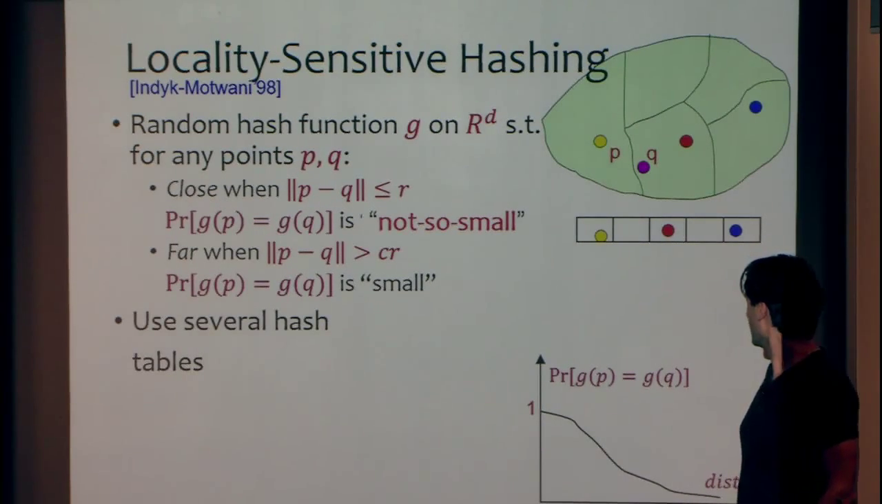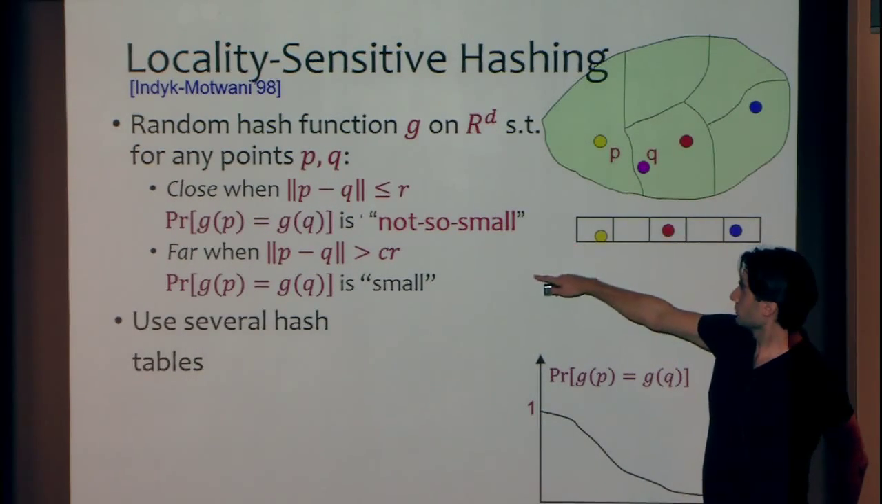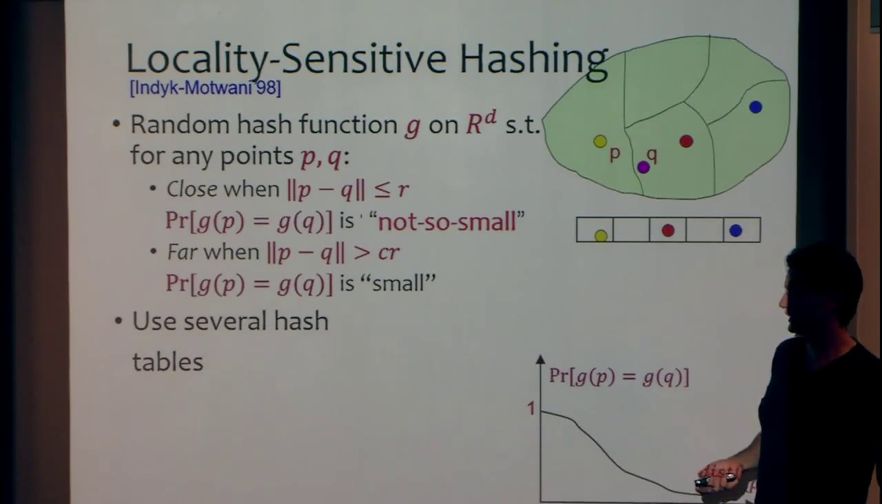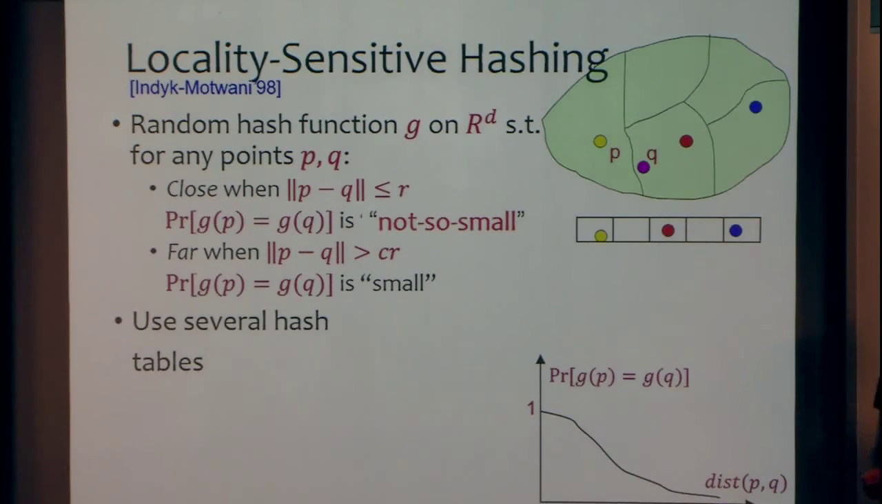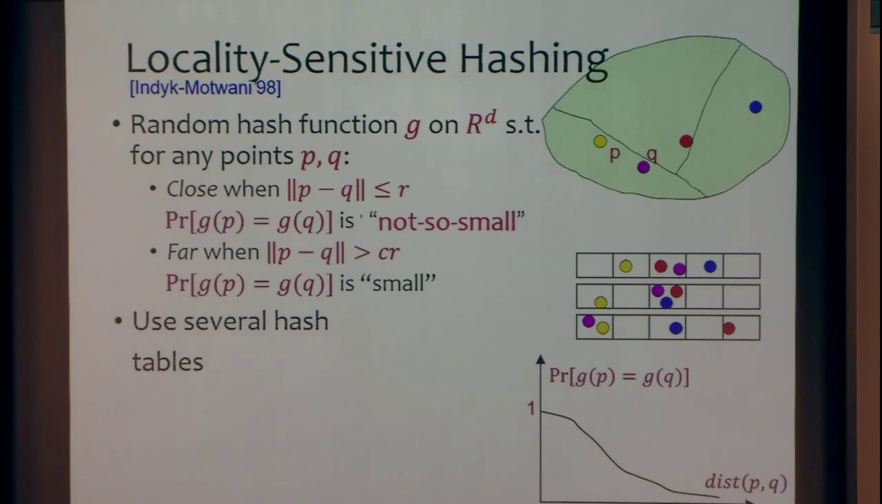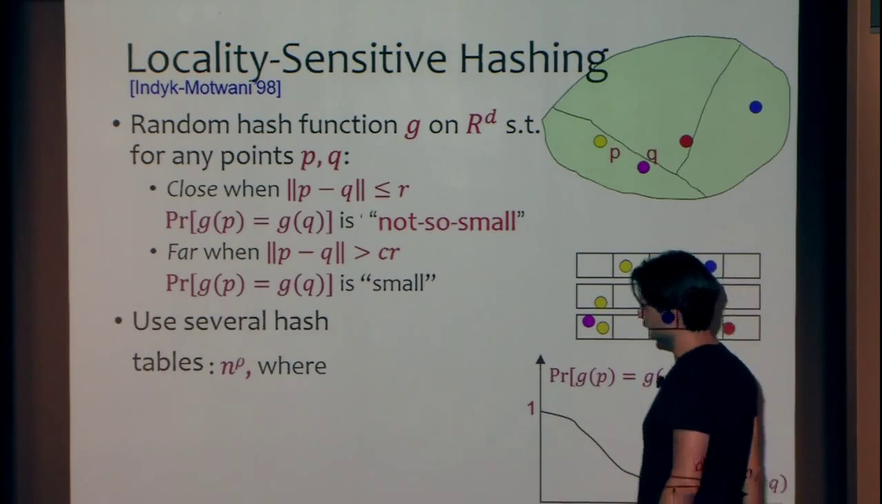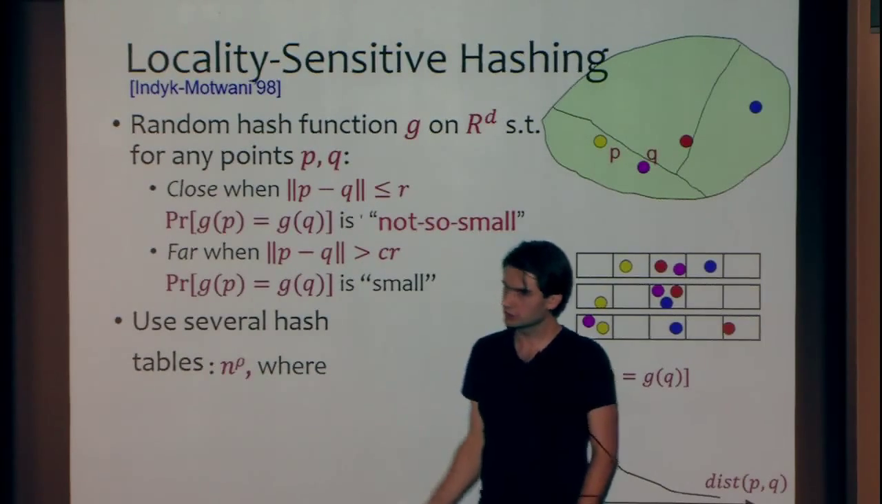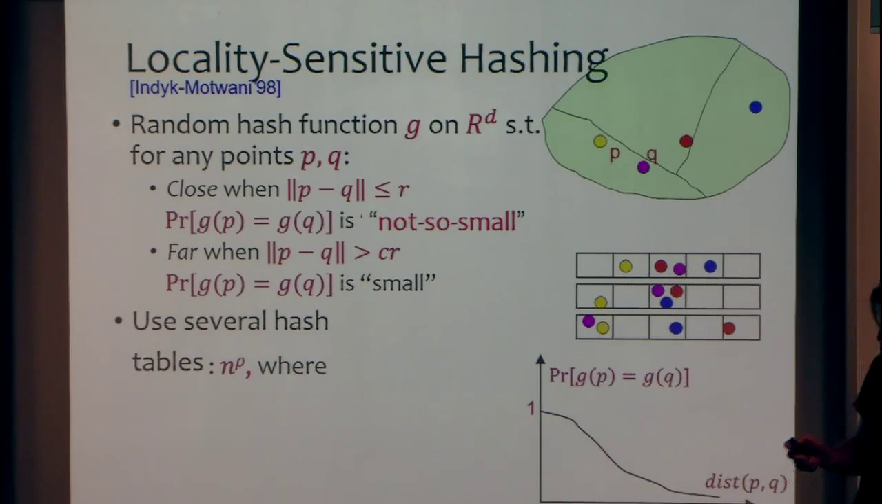And in particular, once we get something of this sort, we will not use just one hash table, because with one hash table we might not find the near neighbor. So we'll have to use several hash tables, basically pick several space partitions, and we hope that in at least one space partition we find the near neighbor. The number of hash tables is specified by this parameter rho. So it is n to the power rho. Rho is subunitary, so less than 1.